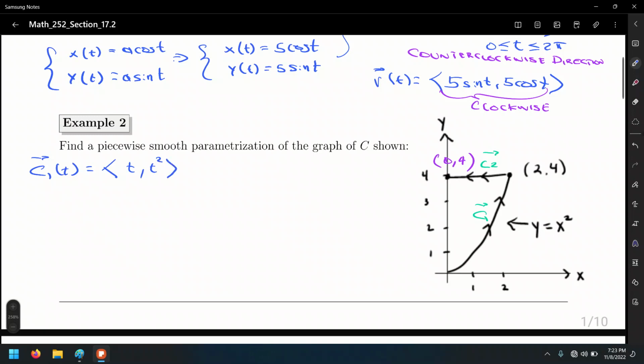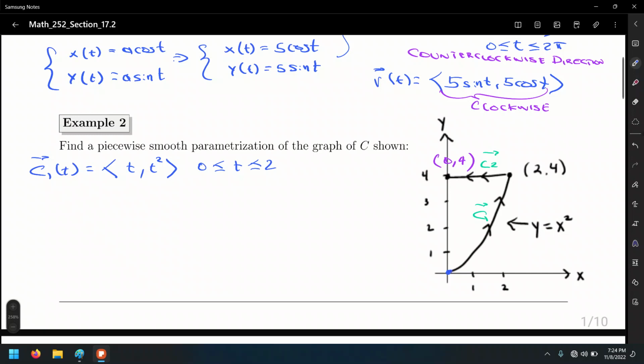And then in this case, we need to be very careful with the domain. So we need to state the interval where this parametric equation is being defined. That in this case, it goes from 0 to 2, and you can verify this. So plug in t equals 0. What are we going to get? 0, 0 squared, which is the point (0, 0), which is the initial point on the parabola.